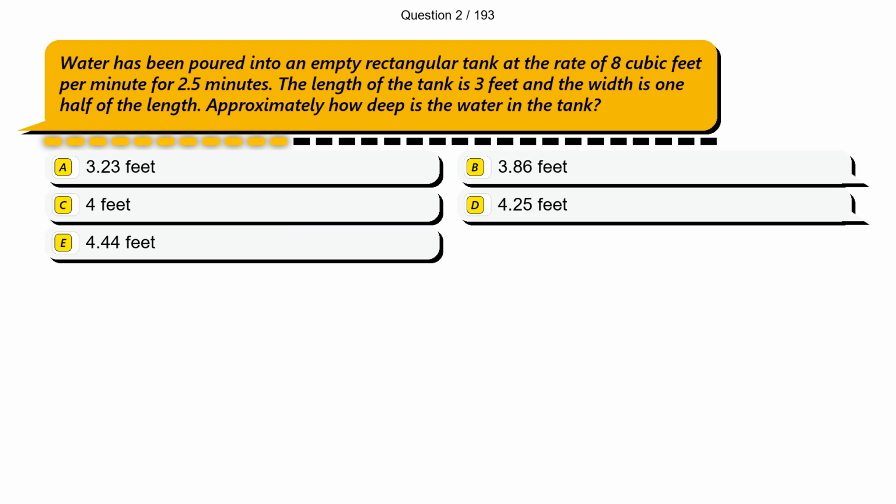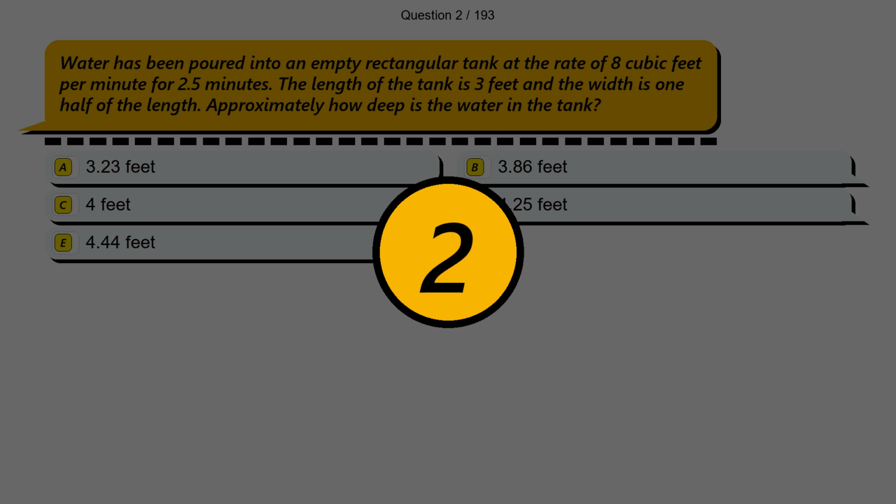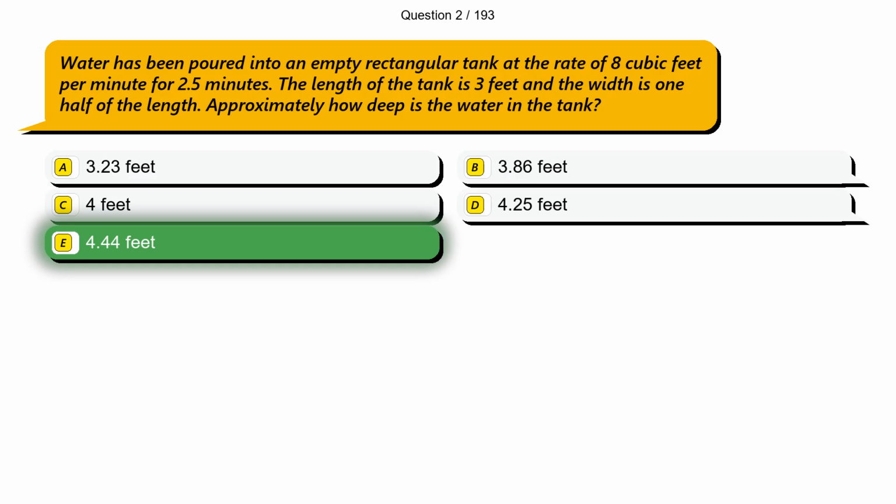Option A, 3.23 feet. Option B, 3.86 feet. Option C, 4 feet. Option D, 4.25 feet. Option E, 4.44 feet. The correct answer is option E, 4.44 feet.